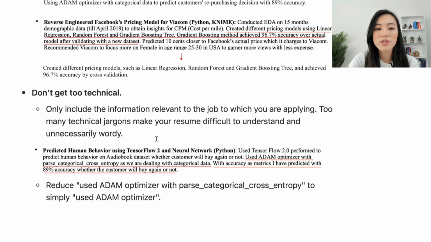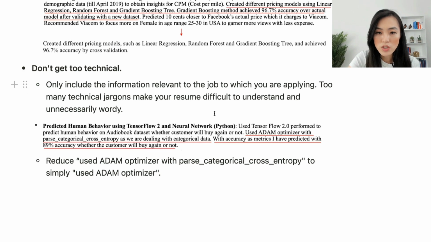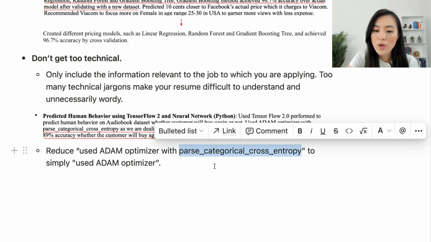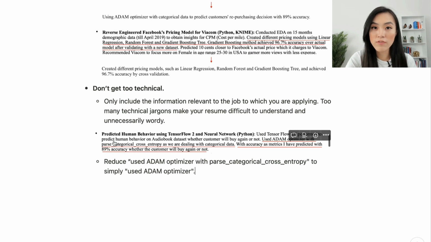Now, another tip I have for you is don't get too technical. We only want to include the information relevant to the job to which you are applying. Too many technical jargons make your resume difficult to understand and unnecessarily wordy. Here's an example. Actually, this is the same example we used earlier. What we can do is use Adam Optimizer with sparse categorical cross-entropy, to simply use Adam Optimizer. This term may be too technical, and adding this term is not helpful in terms of explaining the impact of the project. Okay, that's all the tips I have for you to make the section professional experience concise and clear.